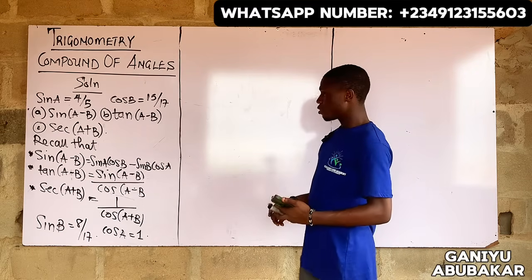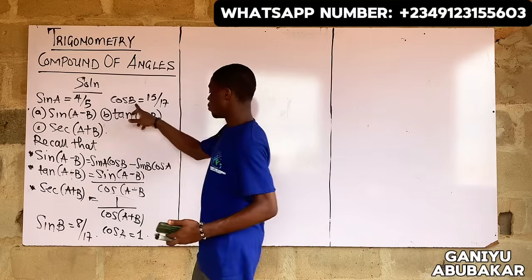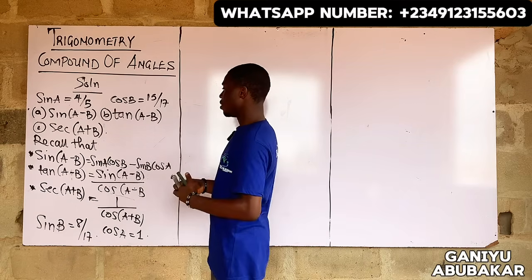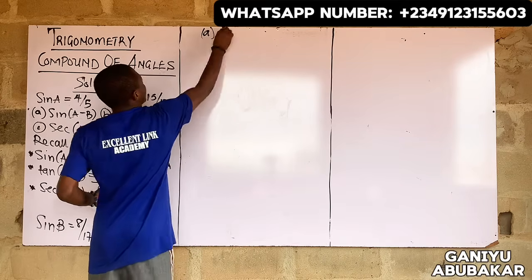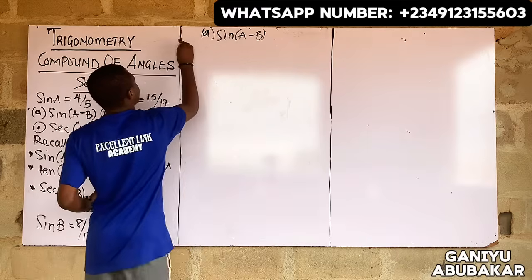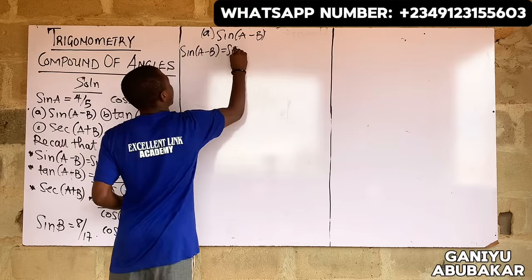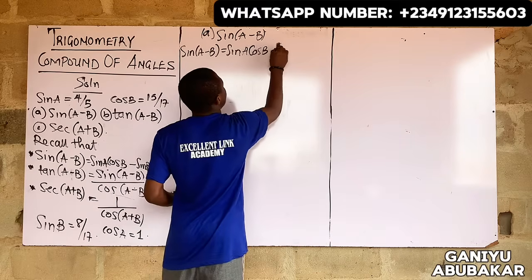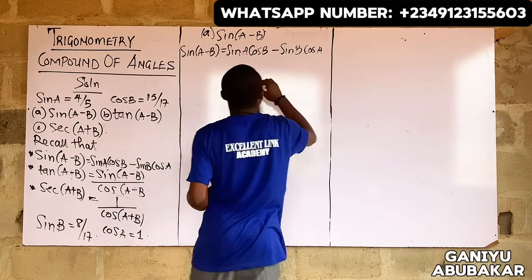All right, this becomes my values for sine A, sine B, cos B, sine A. Let's now look for sine A minus B. So for sine A minus B, that becomes sine A minus B is equal to sine A cos B minus sine B cos A.